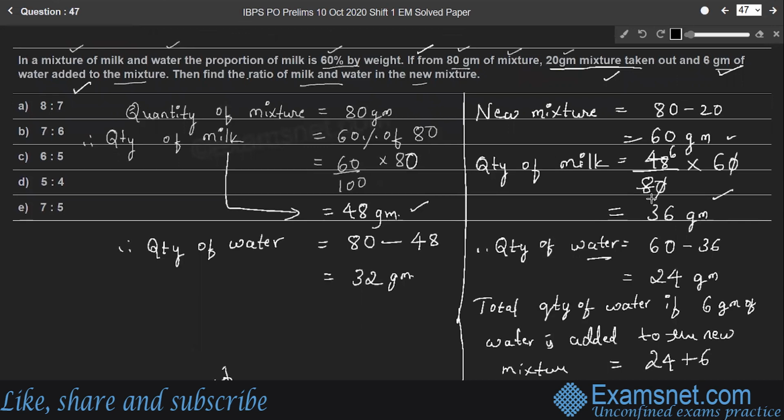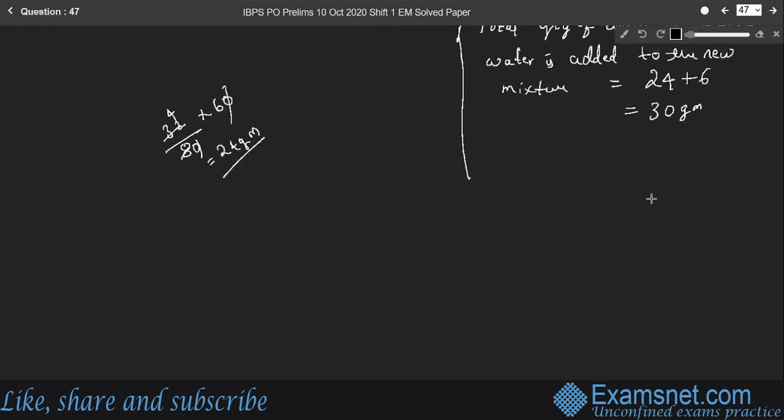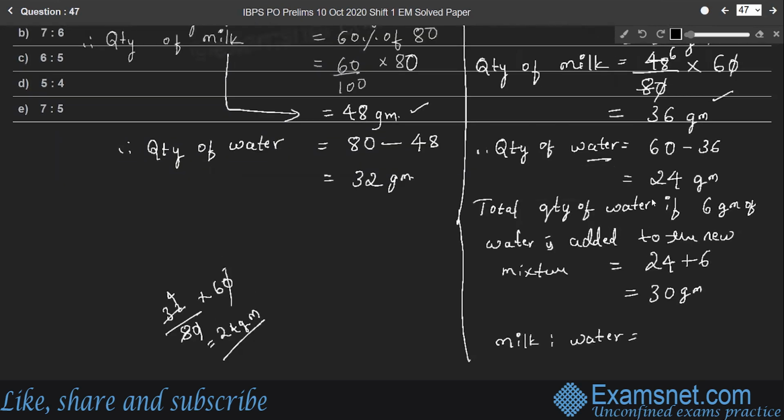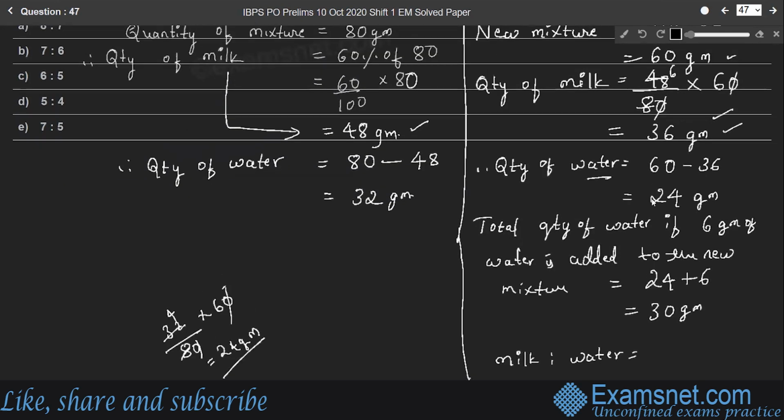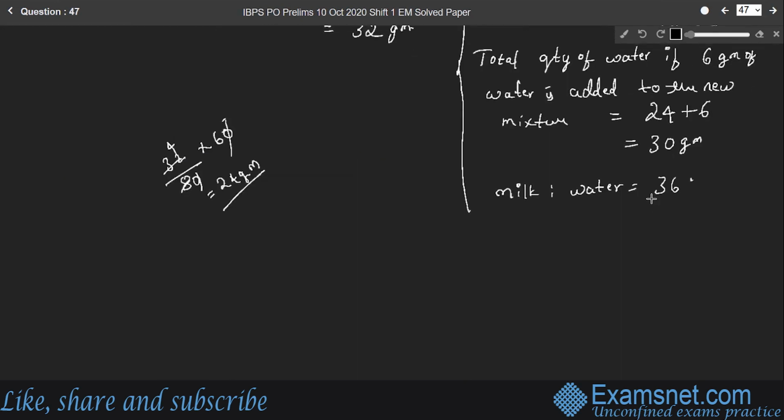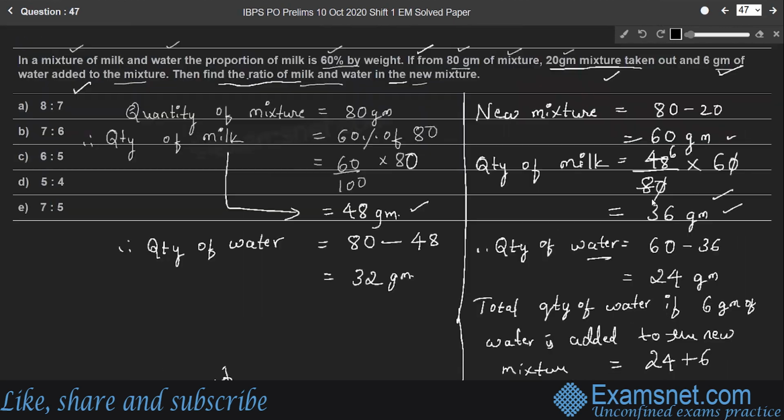Now the question is, find the ratio of milk and water in the new mixture. Therefore, milk is to water ratio is, so quantity of milk is 36 gram and quantity of water is 30 gram when 6 gram of water is added. So it is 6 is to 5. Therefore, the answer is 6 is to 5 is the ratio of milk and water in the new mixture.